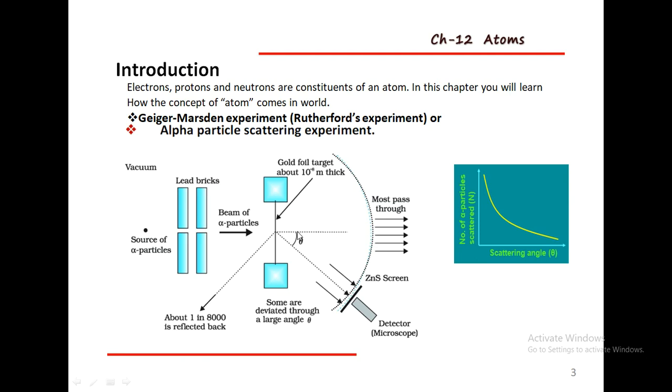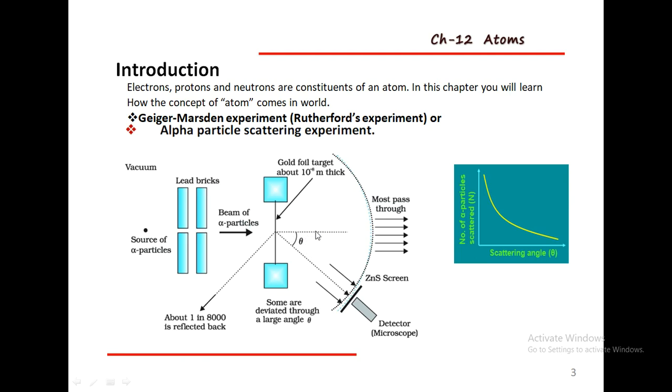Here theta is considered as the scattering angle. Suppose you consider the origin here, and this is the x-axis. You consider 0 degree, 1 degree, 2 degree, up to 90 degree here, then after that 91, 92 up to 180 degree. So here theta is the scattering angle.